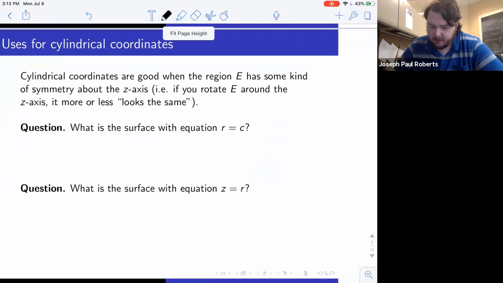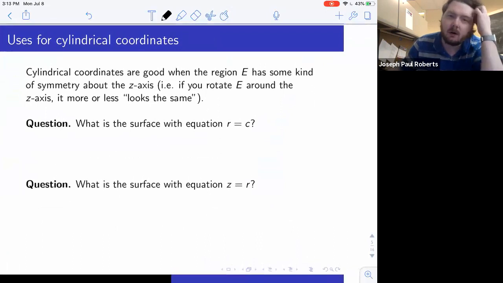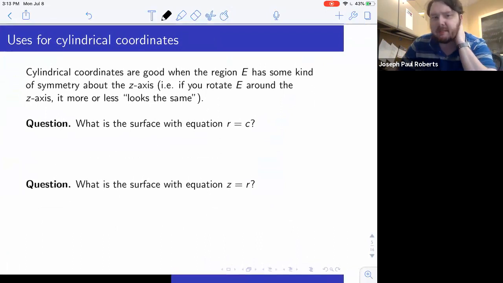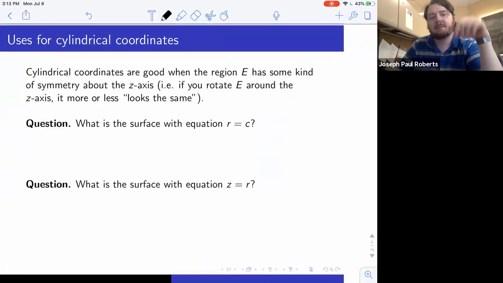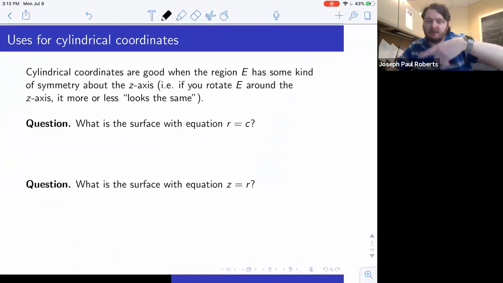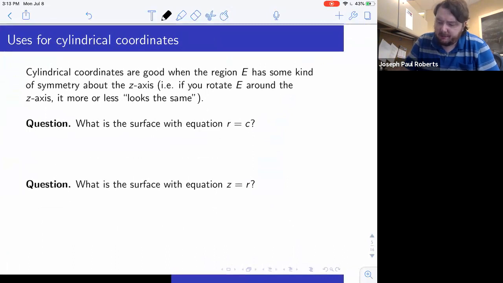Okay, so again, the big hint for cylindrical coordinates is whenever your shadow D is good in polar, and that also happens a lot in the case where your solid region E has symmetry around the z-axis. So if you have symmetry around the z-axis, then the shadow tends to be a disk of some sort or maybe an annulus, but either way, if your solid has that type of symmetry, your shadow D is going to be good in polar.